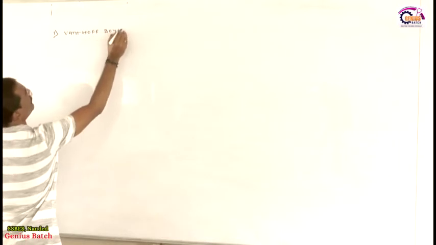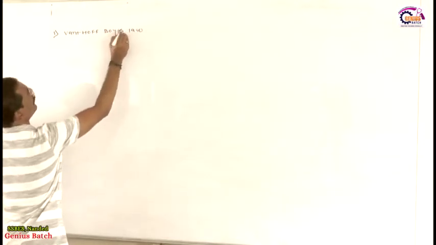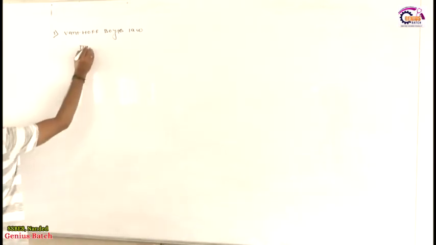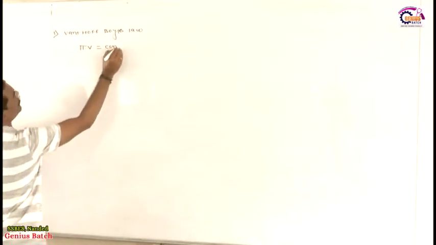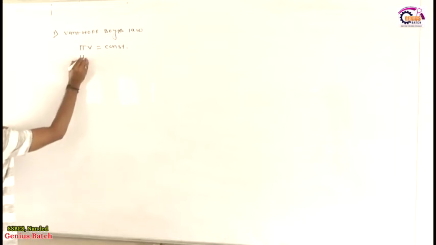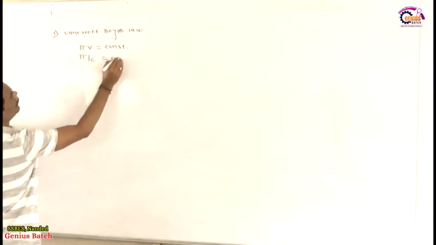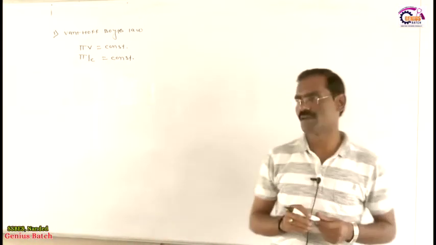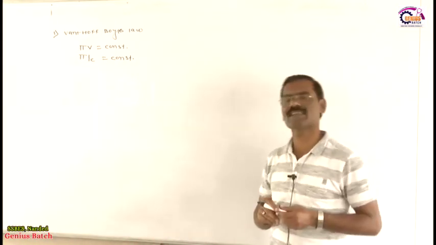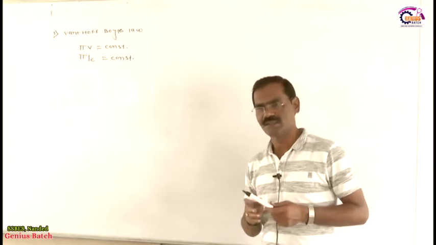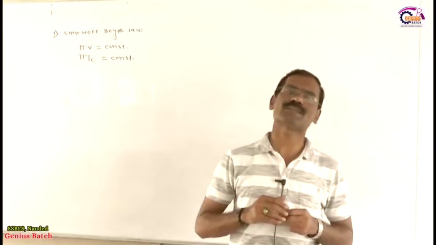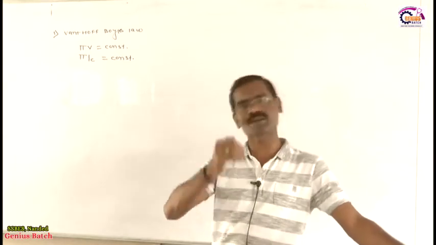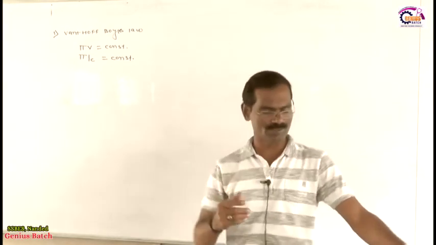My friends, you all know very well the meaning of Van 't Hoff-Boyle's law. According to it, pi V is equal to a constant, or pi by C is equal to a constant. The statement is: at constant temperature, the osmotic pressure of a dilute solution is directly proportional to its concentration, or inversely proportional to its volume or dilution. So this is Van 't Hoff-Boyle's law.